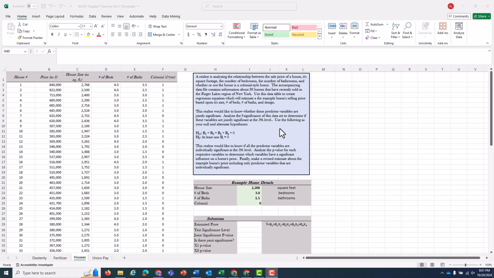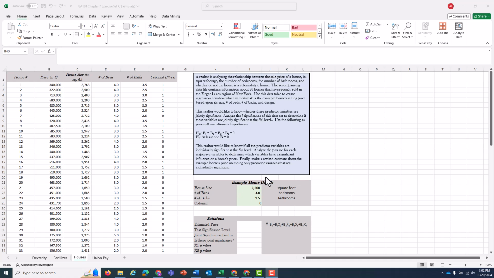So what we have here is a data set of the last 36 houses that sold in the Finger Lakes region of New York. We are going to create a regression equation which estimates the price of this example home based upon its predictor inputs: the size of it, how many beds and baths it has, and in this case that it's not a colonial. And once we have that, we're going to make sure the model's good by testing for joint significance. And then also we're going to test for the individual significance of all of the inputs.